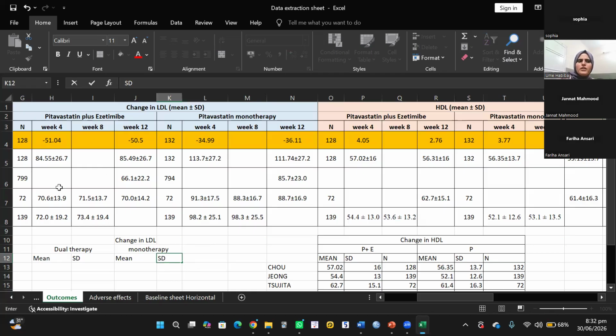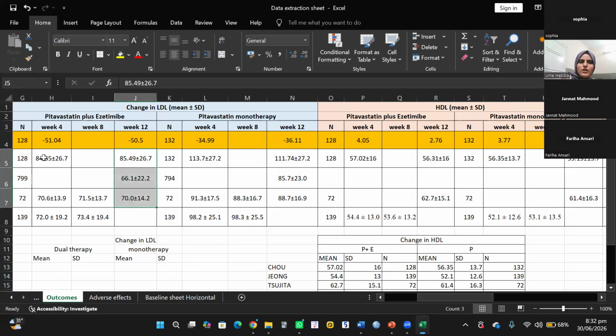Here, I'm ignoring the other weeks. I just want to check at week 12 first. I can check at week 4 as well because that also has 3 studies. But for now, I would have to make another table for week 4 and another for week 12. That's the thing. You analyze literally everything separately, right? For now, I'm analyzing what is the effect of dual therapy versus monotherapy at 12 weeks, right? And later I can do at 4 weeks as well.